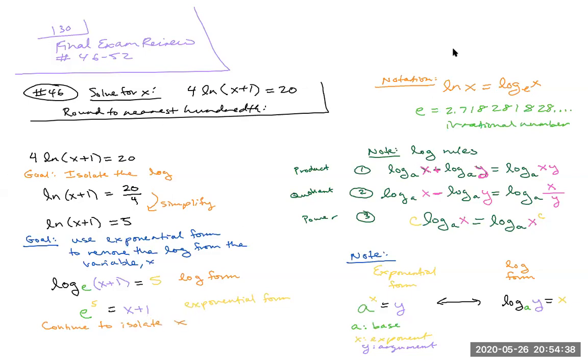So in this case, I'm going to subtract 1 from both sides. You have e to the 5th minus 1 equals x. Okay, so we solved for x, and now we have to evaluate this. Okay, what is e to the 5th minus 1?